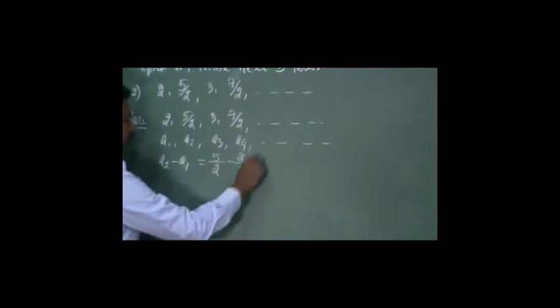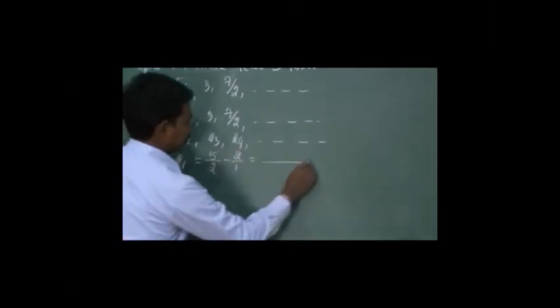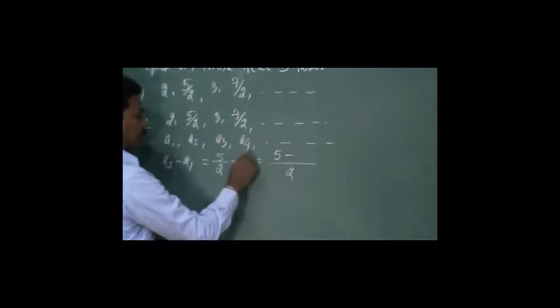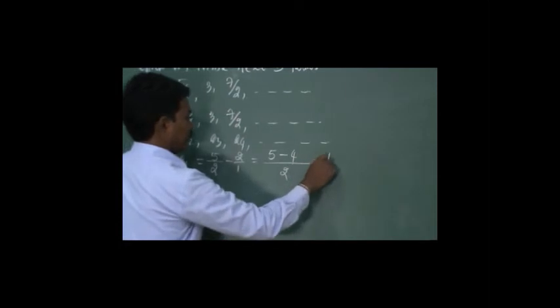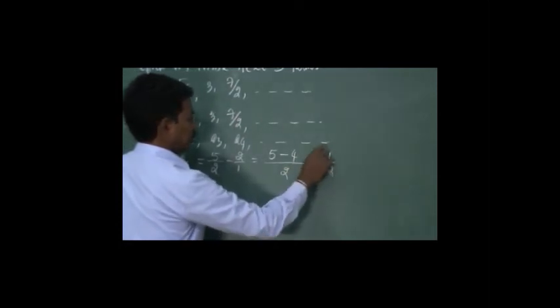So 2 has 1 as the denominator. So here, 2 on 1, LCM is 2. 5 by 2 into 2 is 5, minus 2 by 1 into 2 is 4. 5 minus 4 is 1. Denominator continues. So here the common difference we have got is 1 by 2. But still I have not confirmed whether the given sequence is an AP or not.